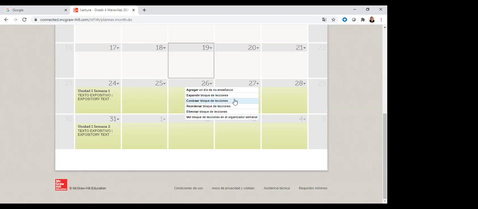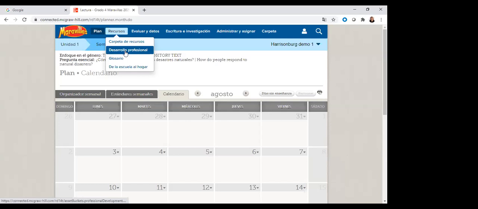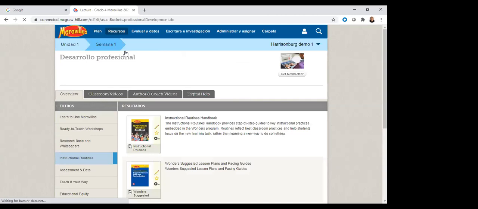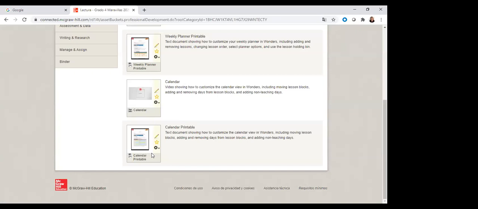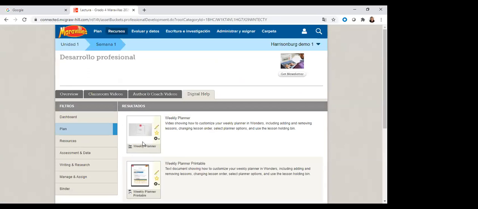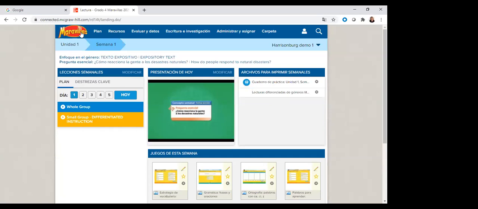Remember that once you have set it up, if you need help with making those minor modifications, desarrollo profesional, digital help, all right, you're going to find under here, the calendar is found under plan right here, right? How to customize the calendar, and here's a printable version of how to do that. So super, super important.